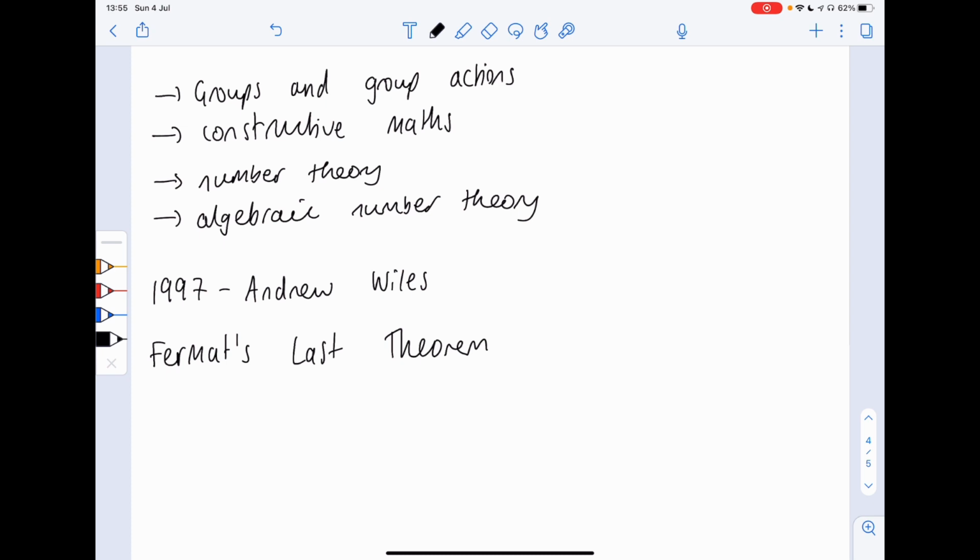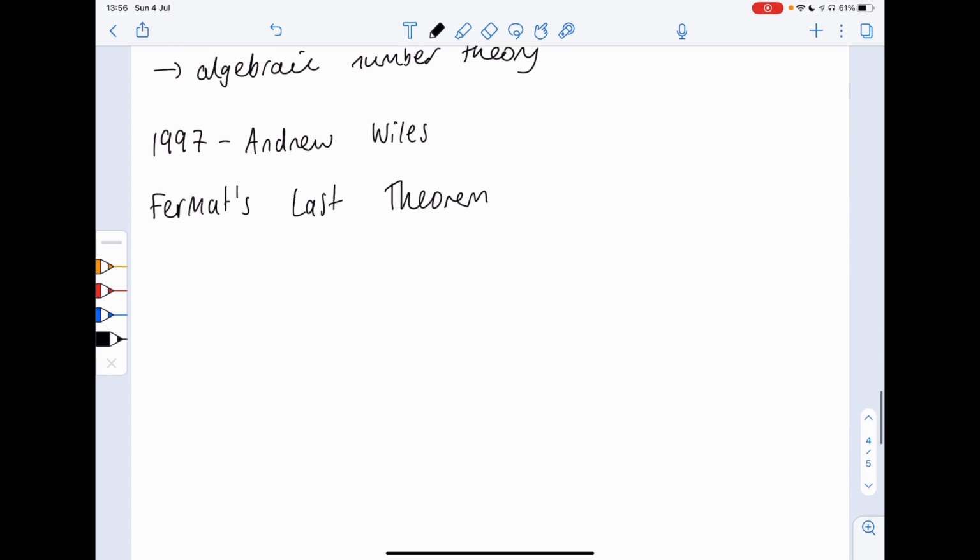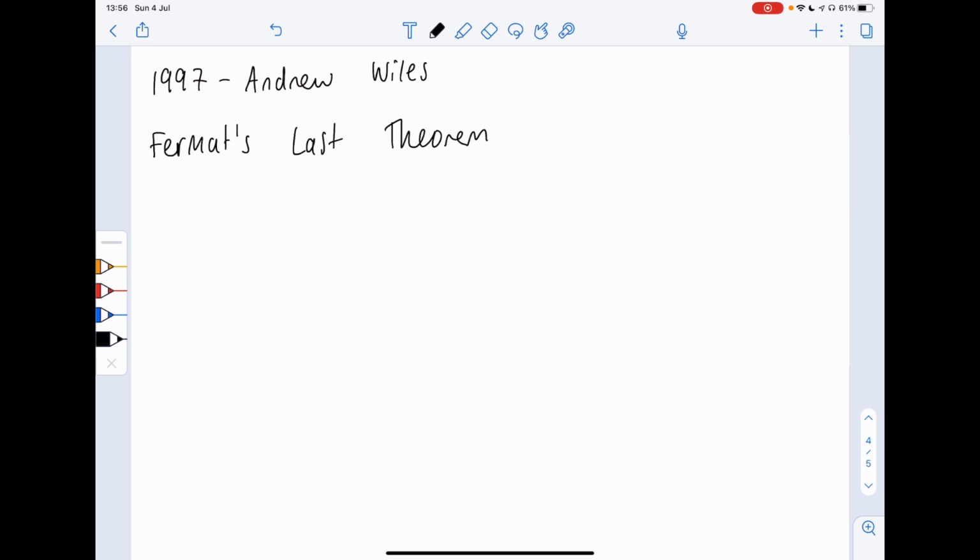And this was something that was proposed by a mathematician in, I think, the 17th century called Pierre de Fermat, a French mathematician. And for 350 years or something, this was an unsolved problem. No one could work out how to prove that it was true or false. So that tells you something, that it took 350 years. And then finally in 1997, Andrew Wiles solved it. So I'll tell you what the problem actually was.